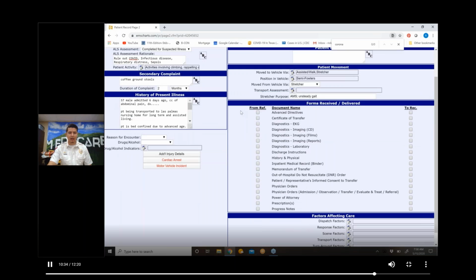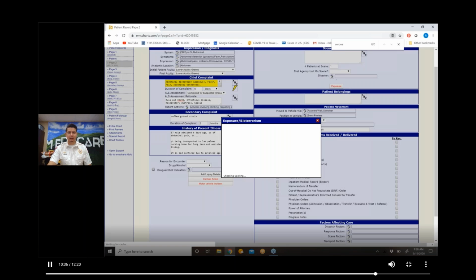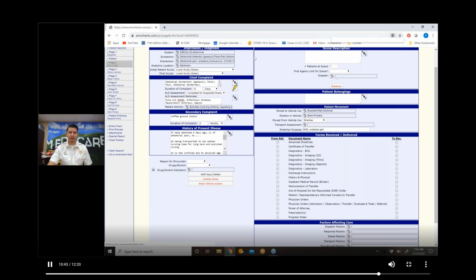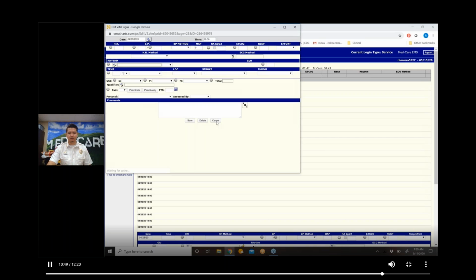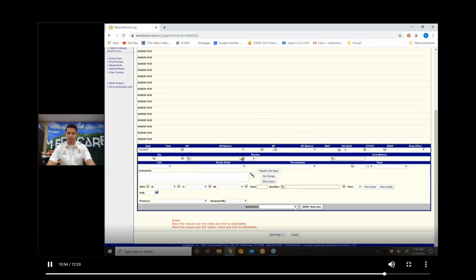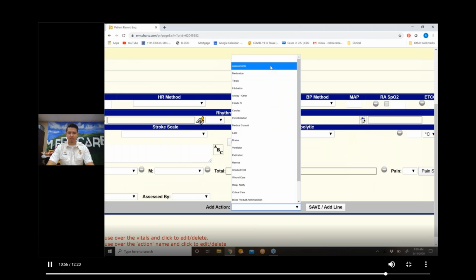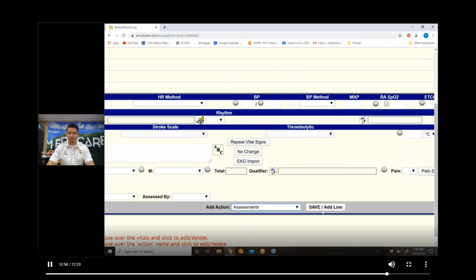Okay, and then the last part, again, we just did it already. We did it initially. It was that page 8 screening tool. So let me clarify again. Every patient in all scenarios and all cases will get this page 8 assessment. Remember, you find it by adding a vital, and you go to add action down here, assessments, save and add.